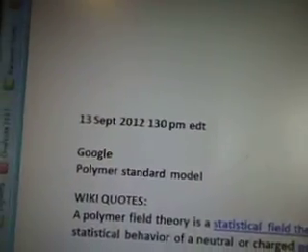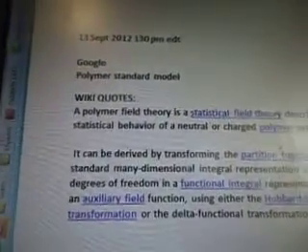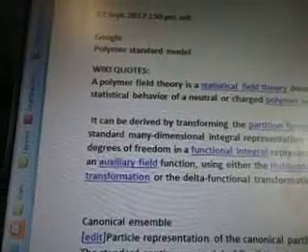Monomer bonds, okay? September 13th, 2012 is when I was doing the research. Today's November 16th, 2012 is when I'm filming it. So I'm going to Google polymer standard model. It was an idea I put together.